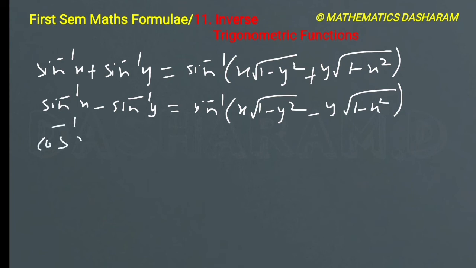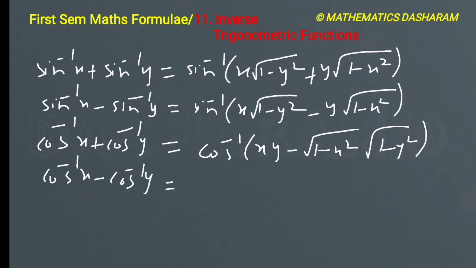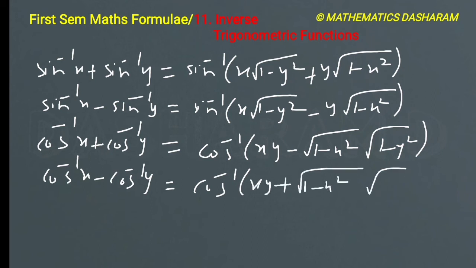Next, cos inverse x plus cos inverse y equals cos inverse of x into y minus under root (1 minus x square) into (1 minus y square). Cos inverse x minus cos inverse y equals cos inverse of x into y plus under root (1 minus x square) into (1 minus y square).